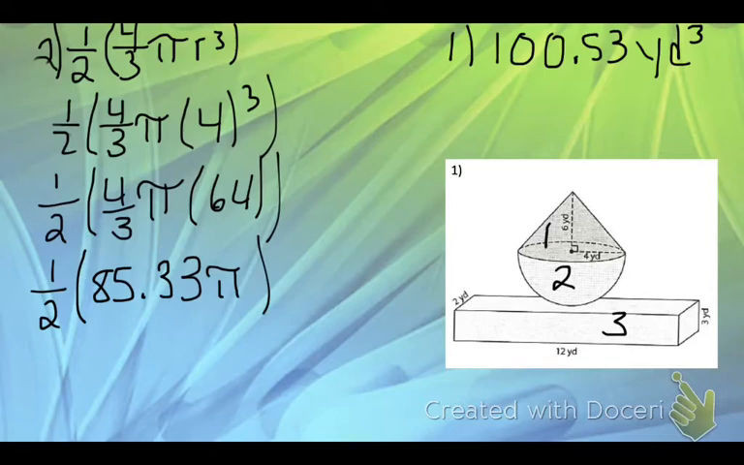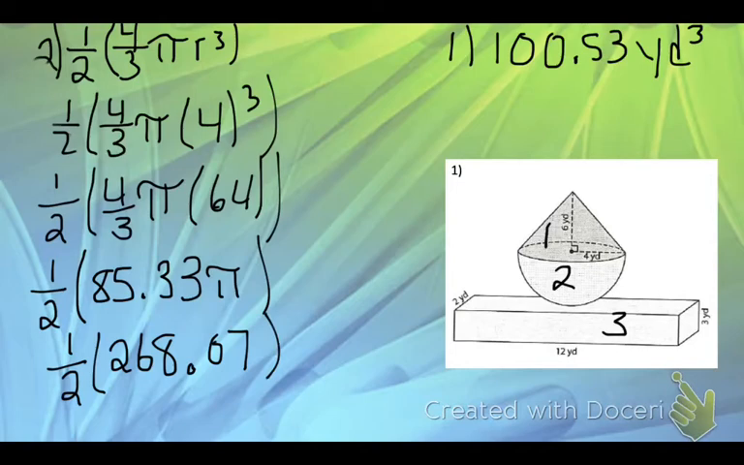Everything we did in the sphere video to get 268.07, and that is rounded. And then the last thing I'm going to do is take that answer, and you can either multiply it by a half or divide by 2. So I'm going to take that answer, 268.07 divided by 2. And my answer for the hemisphere is 134.035, so it's actually going to be 134.04 yards cubed.